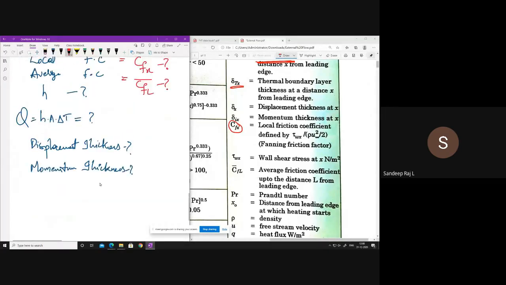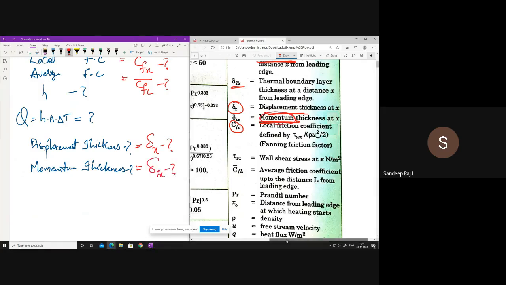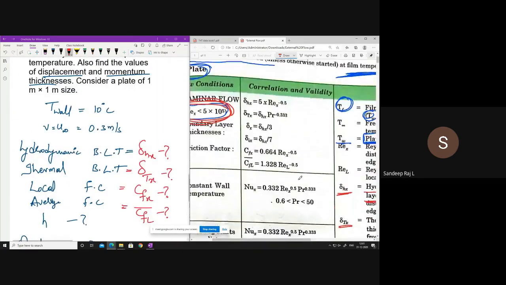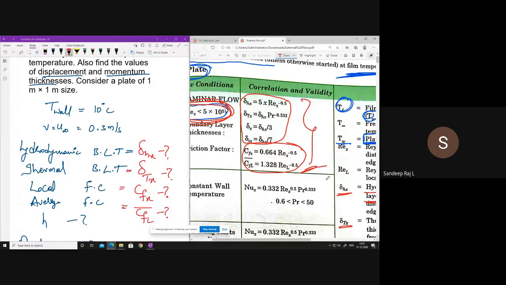Anyways, H and Q he is asking. Also he's asking for the displacement thickness, you can see here, it is simply delta X. Also, you have momentum thickness, it is delta IX. These are the things. And here you have the formulas for finding all of these. If you can find all these six things, almost you are done in this particular problem.